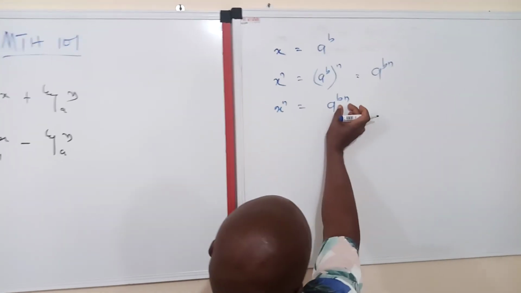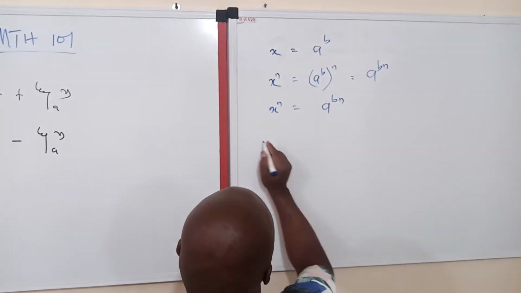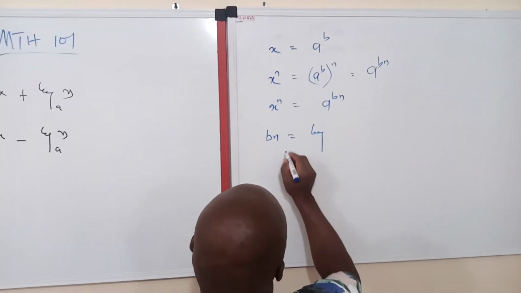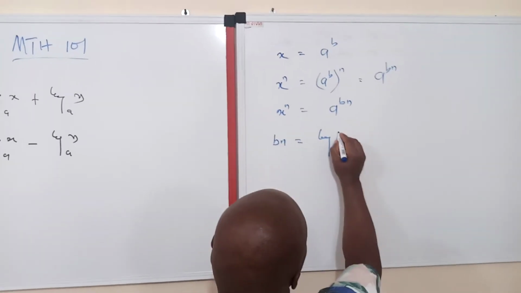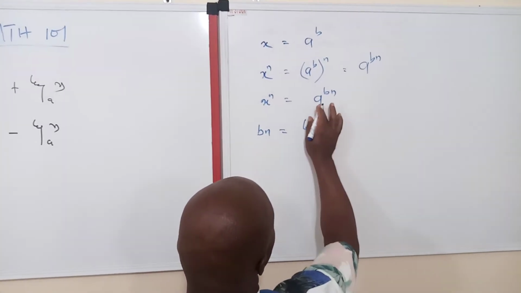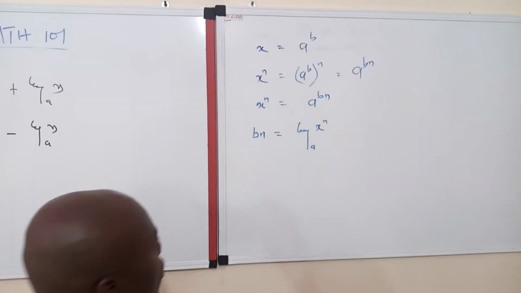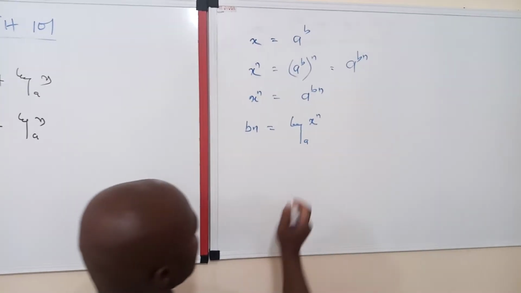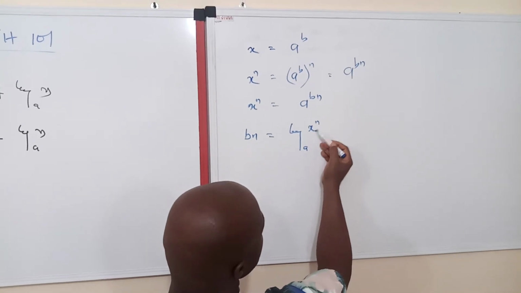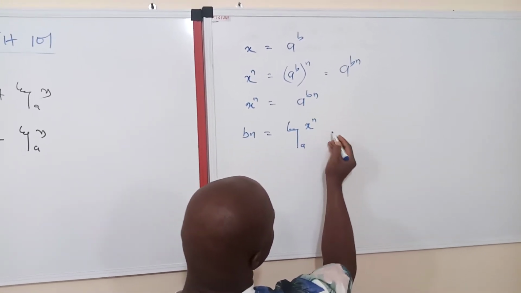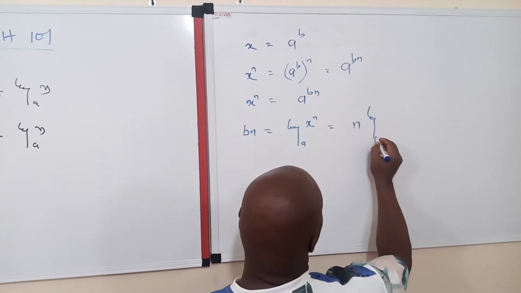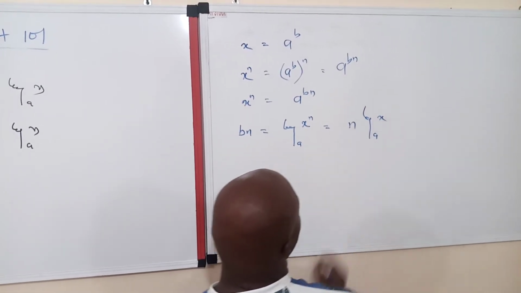This we can also do, where in this case this is the power. So we say bn is equal to the logarithm of this number, which is xn, in base a. This is what we have. But this expression as it is here, we are not comfortable with, so we are going to rewrite this as n log a of x.